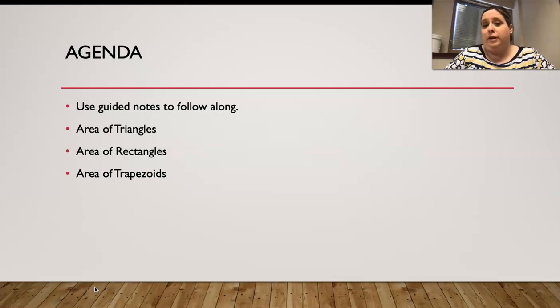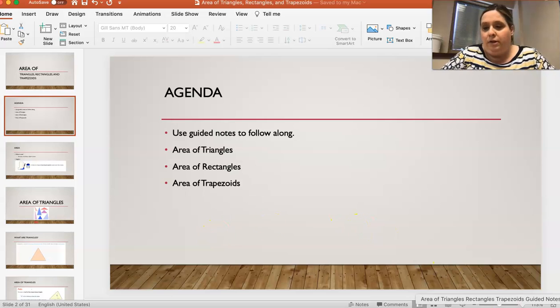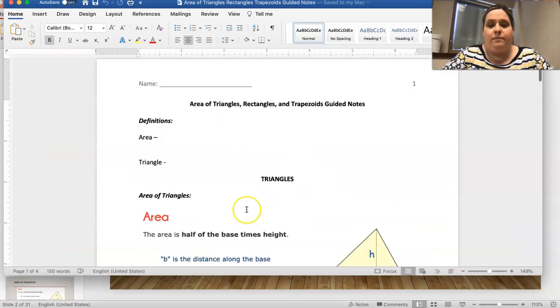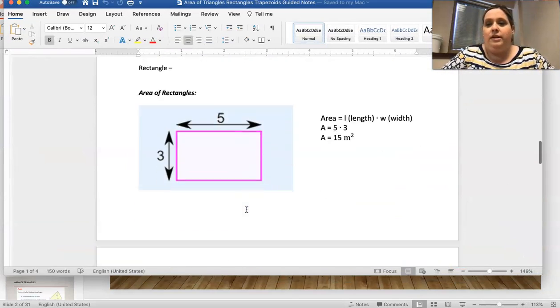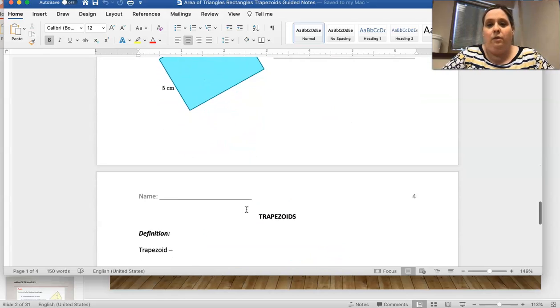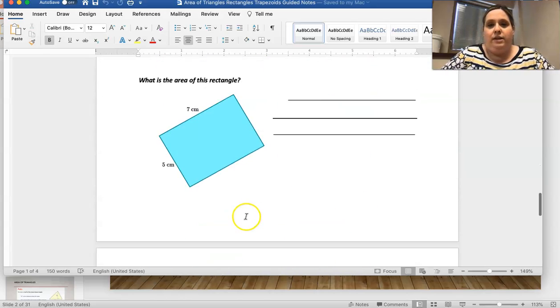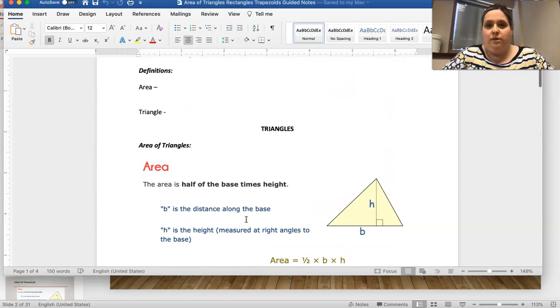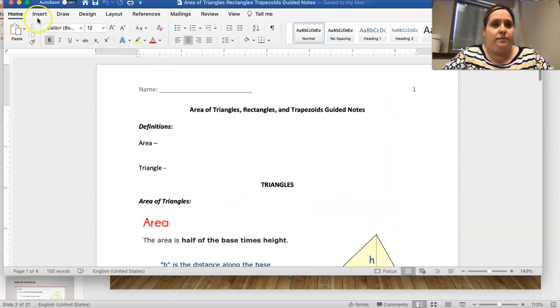We're going to go over the area of triangles, rectangles, and trapezoids, and it's very similar to what we discussed earlier about the area of circles. Now your guided notes are going to look like this. So you're going to need these today with you as we're going over each of these, because there are several formulas that you'll need to know as we go through this.